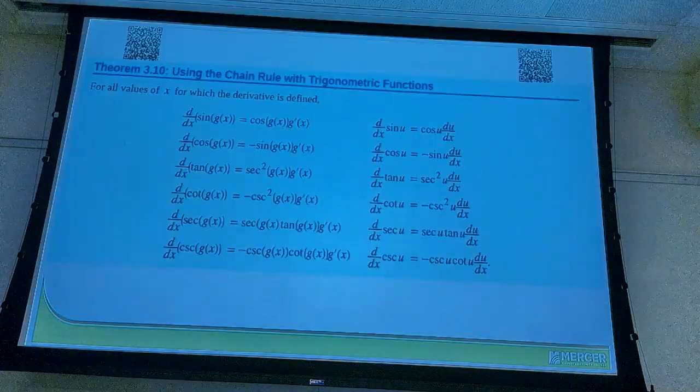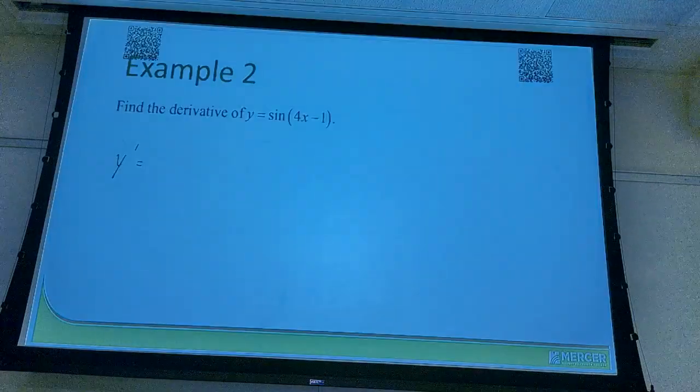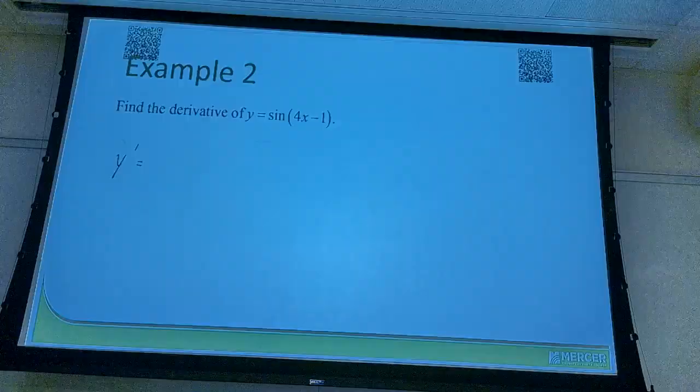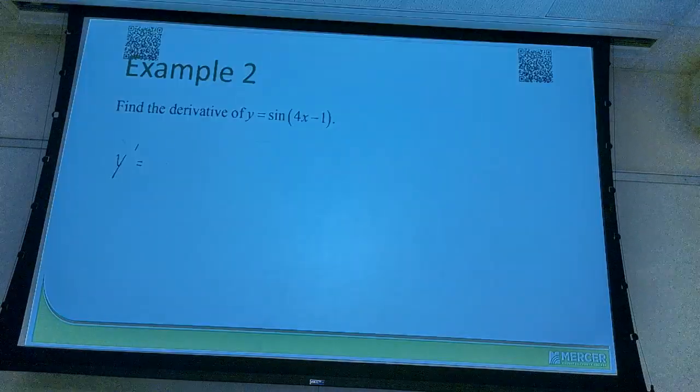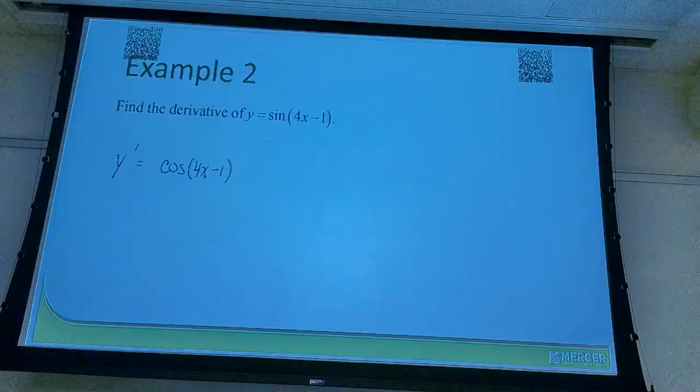U prime times cosine of u. That is the general sine rule. But in general, it's just cosine of the function, and then you work your way in. What is the derivative of 4x minus 1? 4. There's your derivative.